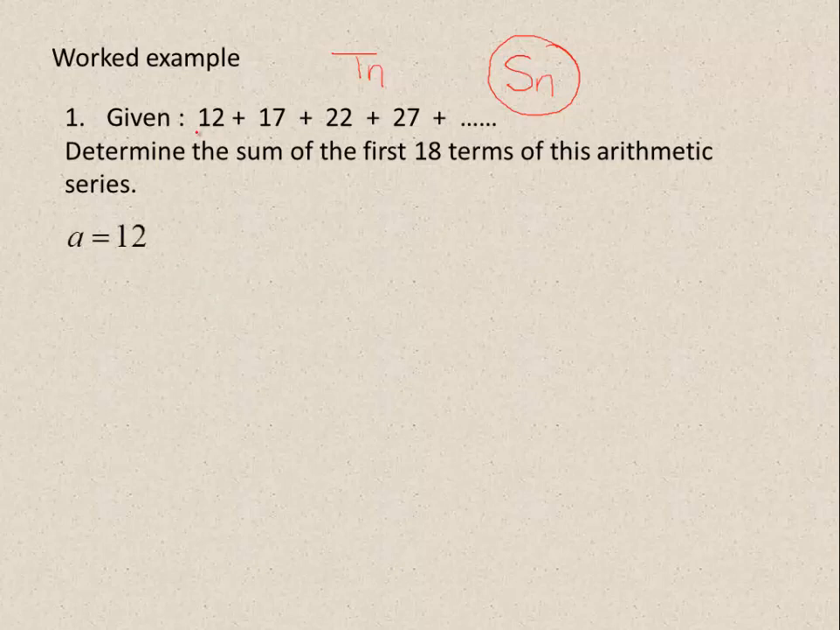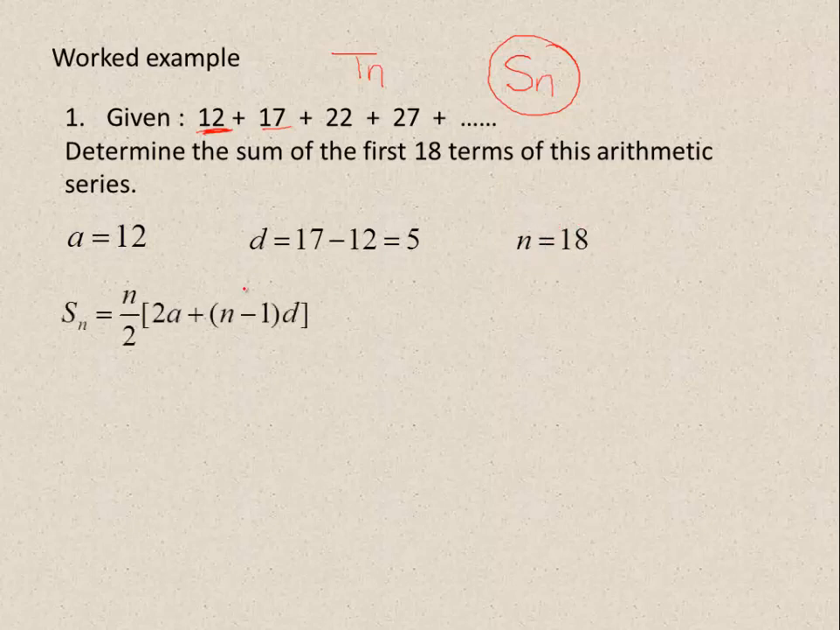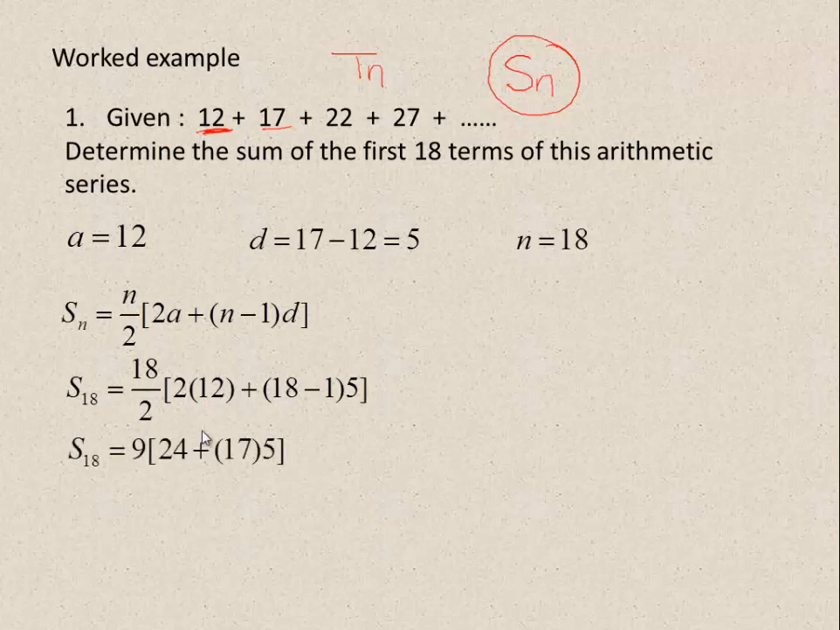And I will say A is the first term, which is equal to 12. The common difference is 17 minus 12, which is equal to 5. And I'm working out the sum of the first 18 terms. My equation, I copy it straight from my formula sheet. Remember, N is 18, A is 12, D is equal to 5. What could be easier? All I have to do is substitute into the correct area. And once I do the correct substitution, I end up with an answer of 981.